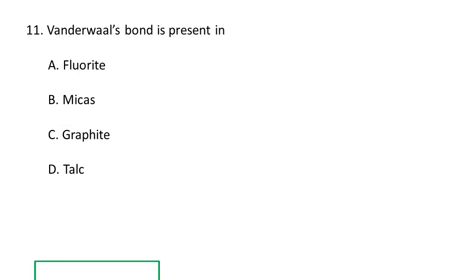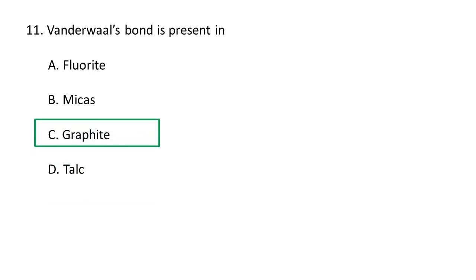Van der Waals bond is present in A. Fluoride, B. Micas, C. Graphite, D. Talc. Van der Waals bond is seen in graphite. Graphite is made up of parallel layers or graphene sheets that are held together by Van der Waals forces. C. Graphite is the correct option.